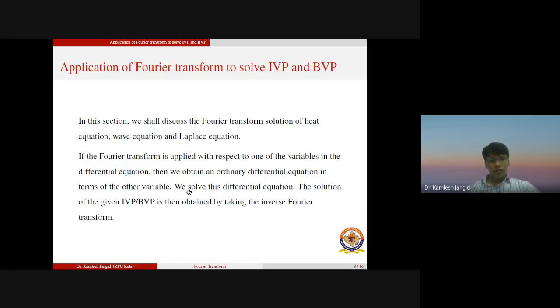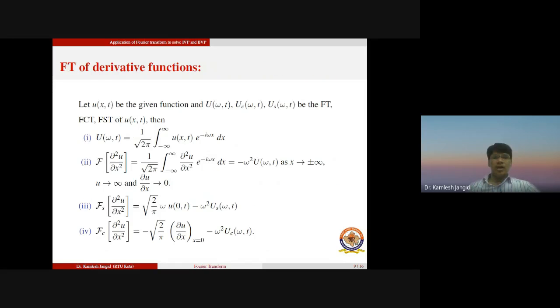All right. Now, we solve this obtained differential equation. The solution of the given initial value problem or boundary value problem is then obtained by taking the inverse Fourier transformation. So this is the same procedure as we have used in the Laplace transformation method to solve the initial value problem, right? So let us first of all see the Fourier transform of some derivative functions.